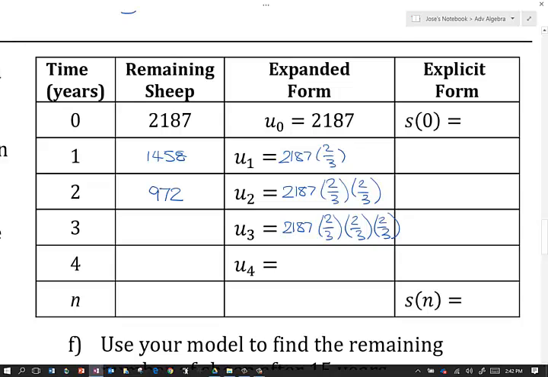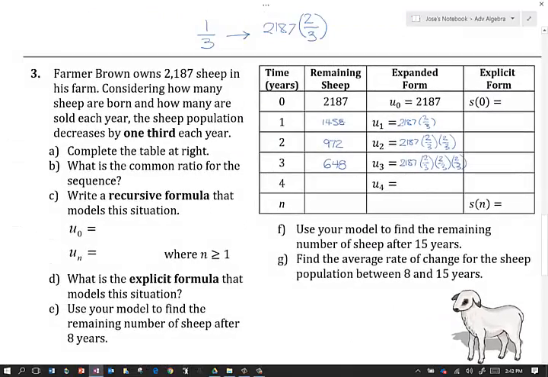So if we take the 972 and multiply it by 2/3, I'm going to get 648. And I think that we can see what is going on here. I'm not going to do the whole thing for the sheep in here, but I'm ready to write down that the common ratio, the number that I'm using to multiply all the time to get the next term, is equal to 2/3, not 1/3. Careful with that. Recursive formula: Farmer Brown started from 2,187 sheep, and he has to take the number of sheep from the year before, multiply that by 2/3.